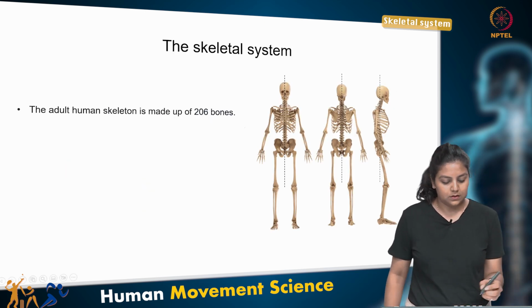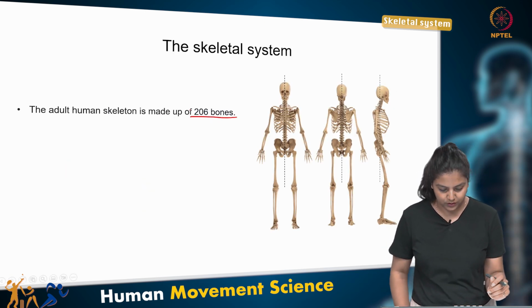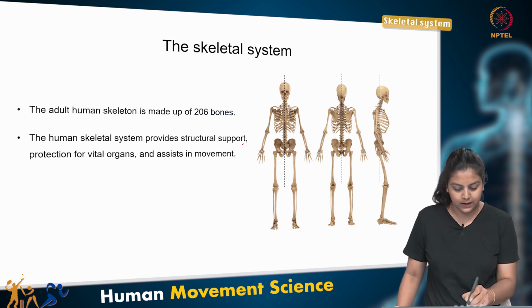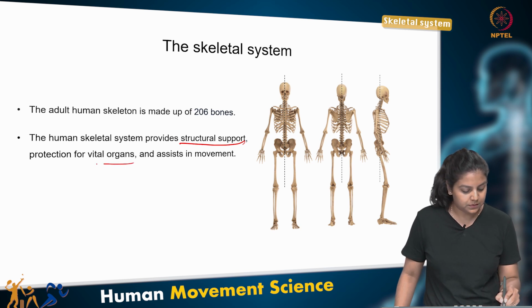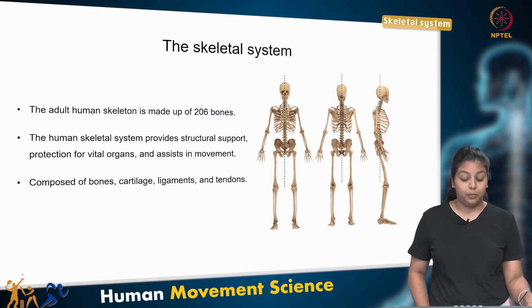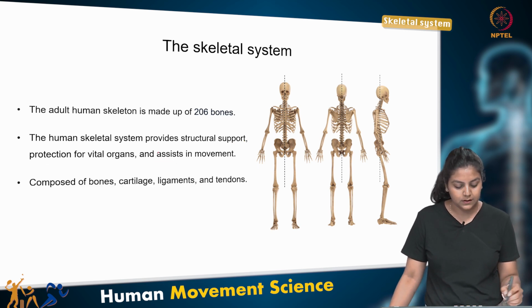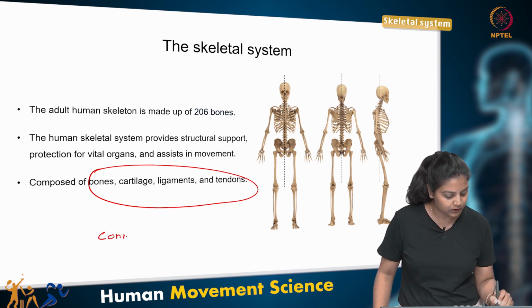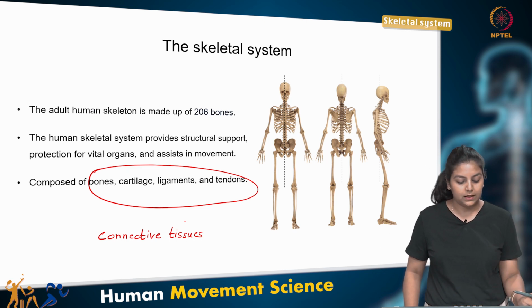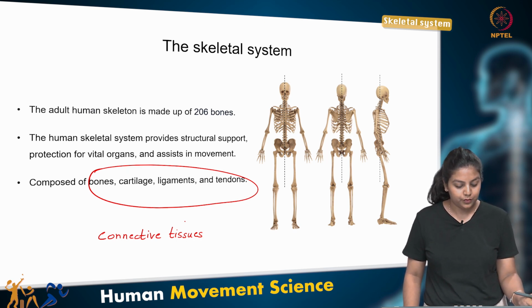So the skeletal system is made out of 206 bones in our body. The human skeletal system provides structural support, as we learned earlier. It also helps us protect vital organs and assist in movement. So it's composed of bones, cartilage, ligaments, and tendons. All of these are different connective tissues that we will be studying as we progress in this module. And they are quite key to know. They're quite key to understand movement.